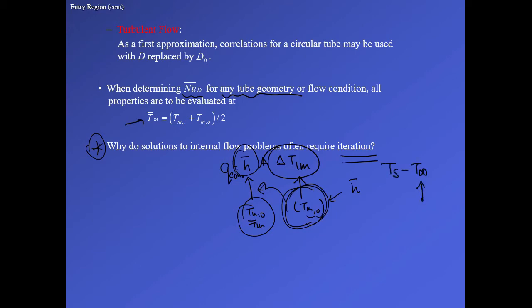So T infinity was given, and T surface was also given as a boundary condition. So all we had to do was to calculate h bar using one of the correlations. But in the present situation, we need to calculate the outlet temperature, which is then used to calculate h bar, and the outlet temperature depends on h bar as well, so one has to do a couple of iterations.